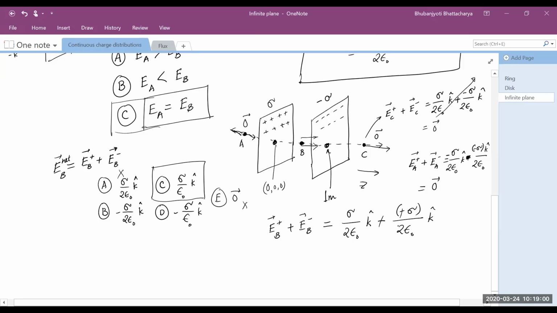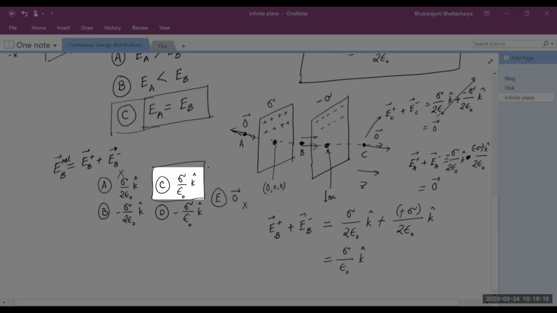So this negative and that negative cancel, becoming a positive. So what we get is now the effect of adding these two: 1/2 plus 1/2 is 1. So we get sigma over epsilon naught k hat. That's the net effect of adding the two vectors. So that's why C is the correct answer.